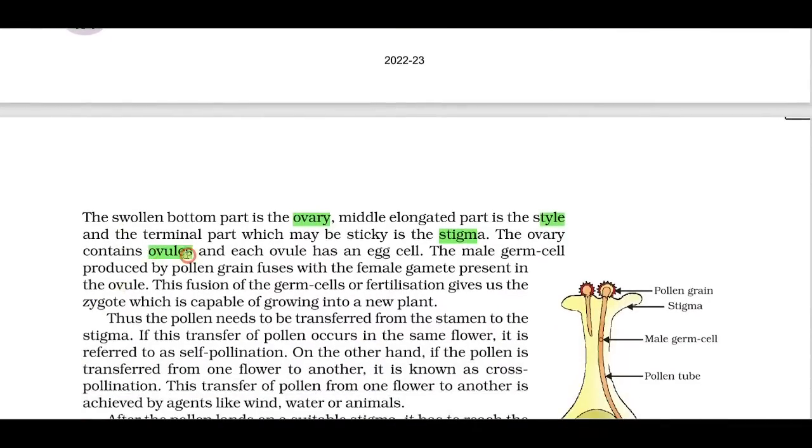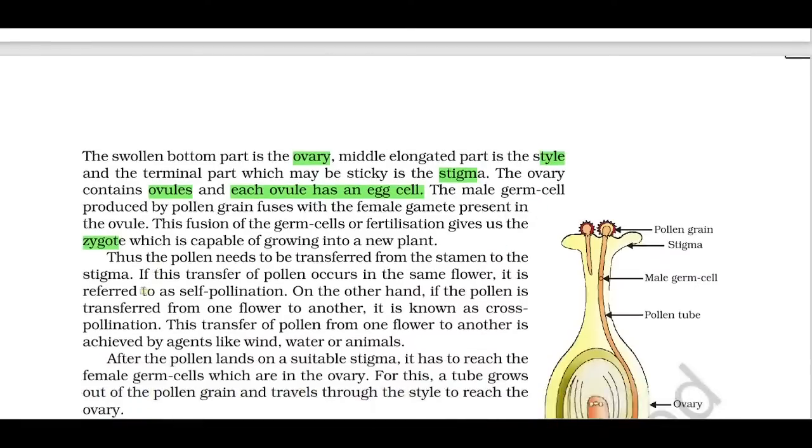The ovary contains ovules. Each ovule has what? Egg cell. The male germ cells produced by the pollen grains fuse with the what? Female gamete present in the ovule. The fusion of male and female germ cells results in the formation of zygote. This process is called fertilization. The fusion of male and female gametes is called what? Fertilization.